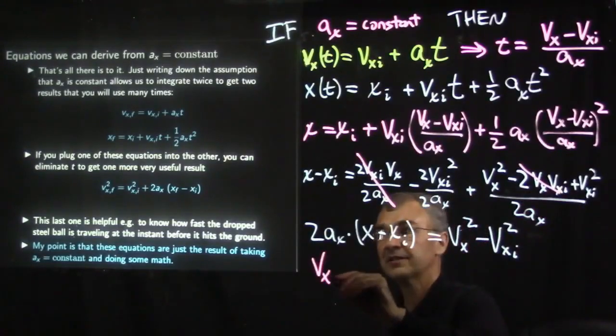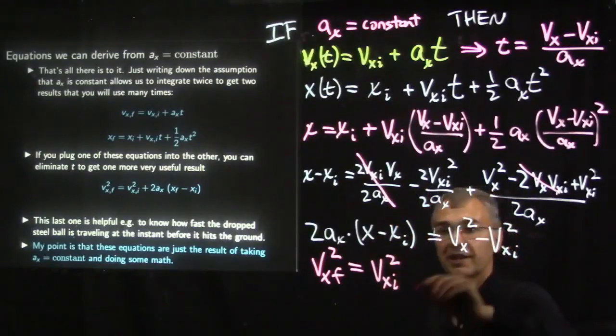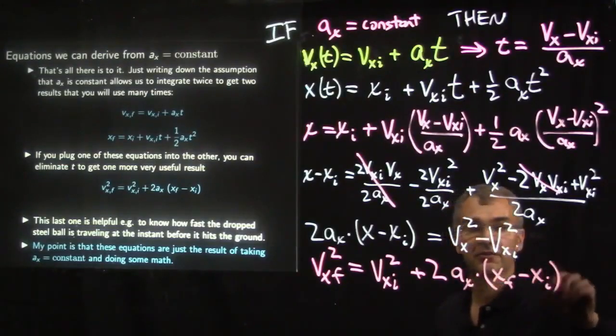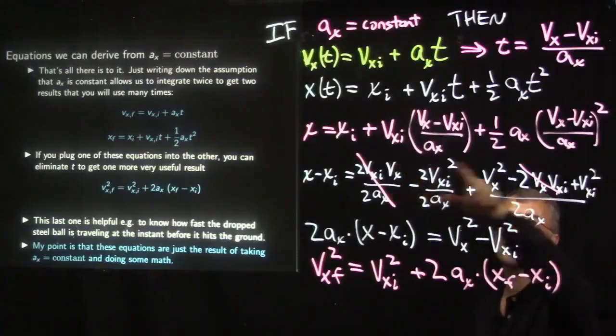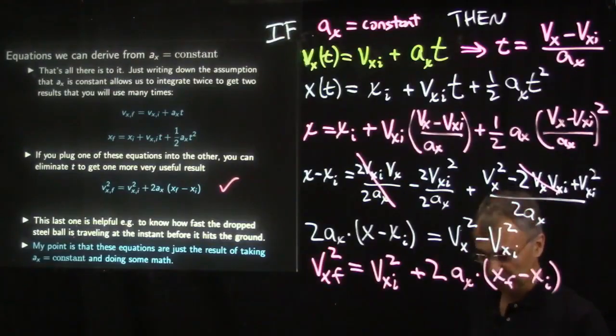Then we get vx final squared is vx initial squared, because we move this over to the other side, plus 2 a sub x times (x final minus x initial). Whoa, that was a lot of work. So let me just write that next to its friends. So it's this guy here. That's a result that's actually worth remembering and using, but it's not worth worrying about how to derive.